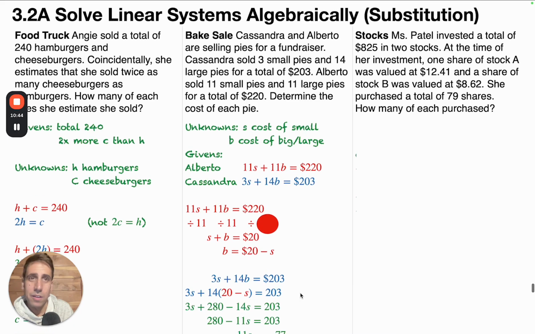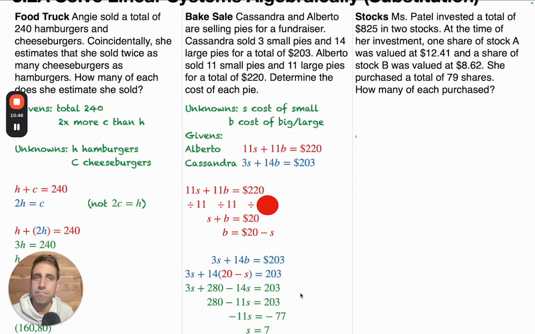Whew, let's keep going. Stocks. Ms. Patel invested a total of $825 into 2 stocks. At the time of her investment, one share of stock A was valued at $12.41, and a share of stock B was valued at $8.62. She purchased a total of 79 shares. All right, I just saw the word total twice. I think we're going to write 2 different total equations. So how many of each is purchased?